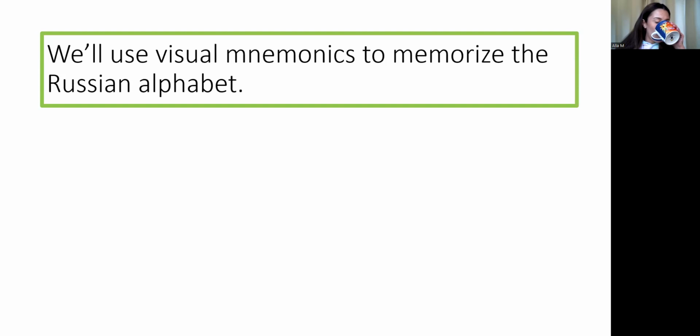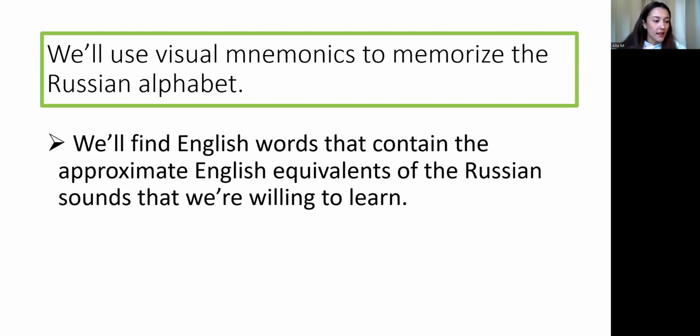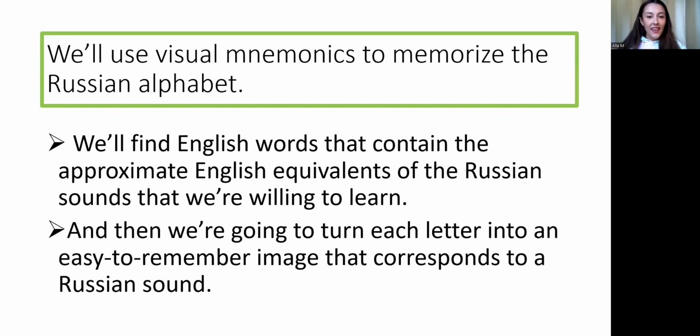So, we're going to use visual mnemonics to memorize the Russian alphabet. And I'm going to explain how to actually do that along the way. So the idea is simple. We'll find English words that contain the approximate English equivalents for the Russian sound that we're willing to learn. And then we're going to turn each letter into an easy-to-remember image that corresponds to a Russian sound.